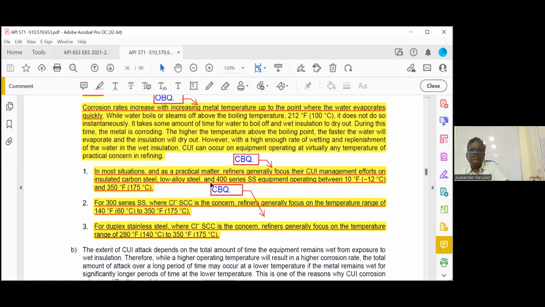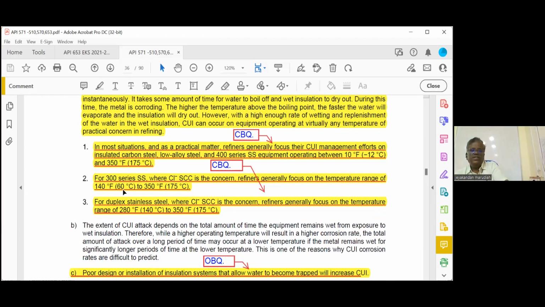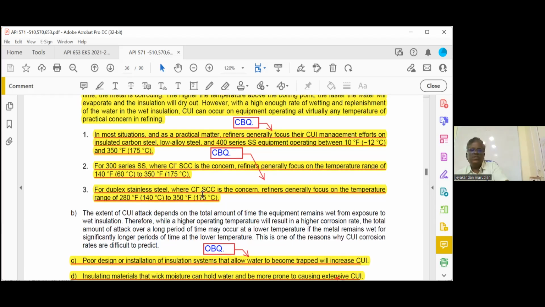In most situations, refineries generally focus CUI management on carbon steel, low alloy steel and 400 series at 10 to 350. For 300 series, where chloride is a concern, focus on 140 to 350. For duplex, where chloride is the concern, 280 to 350. So carbon steel and low alloy steel and 400 series, 10 to 350. 300 series, 140 to 350. Duplex stainless steel, 280 to 350.